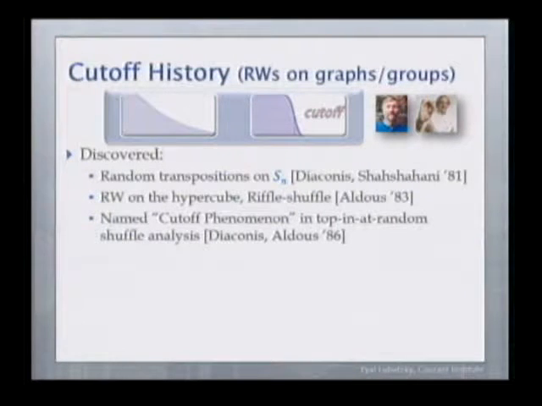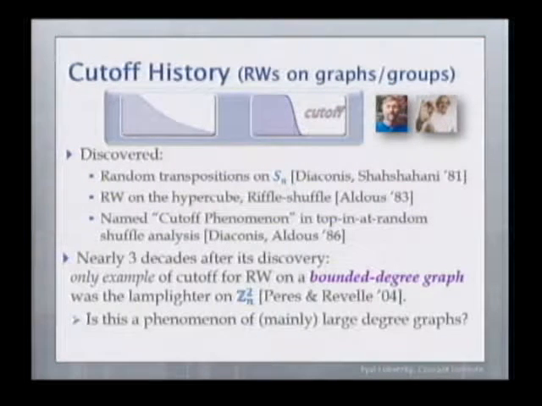I do want to say that even though cutoff was discovered many years ago, nearly 3 decades after the discovery, until 2010, I guess, we had one example of cutoff on a bounded degree graph. Just one. This is this very nice paper of Yuval and Revel from 2004, and it is really non-trivial. It is the lamplighter on the two-dimensional torus. The proof is hard, and it uses some non-trivial estimates.